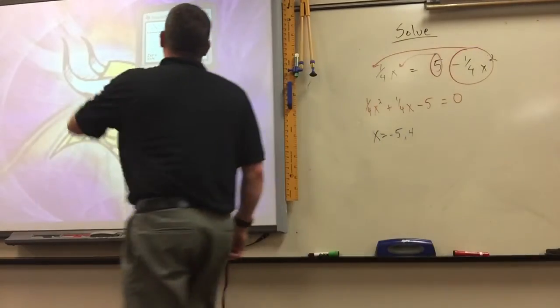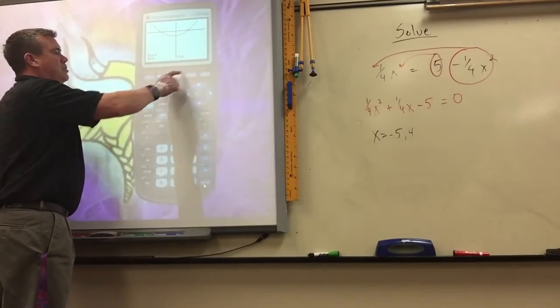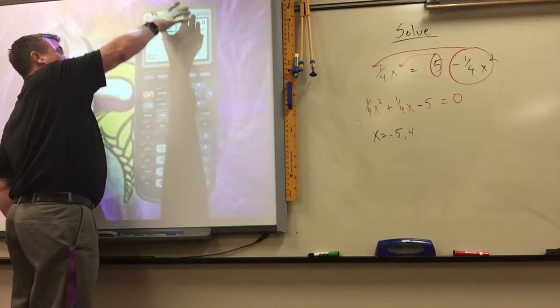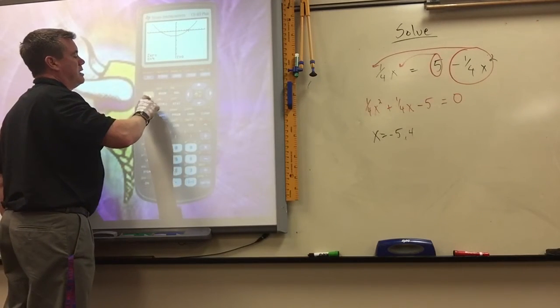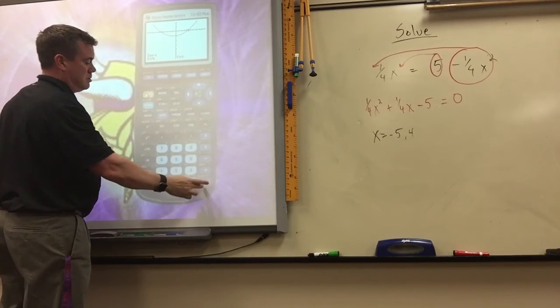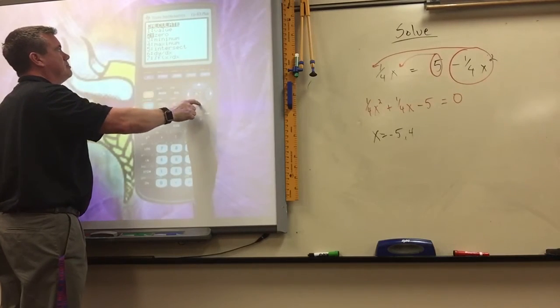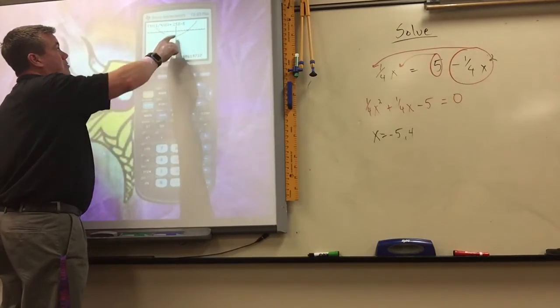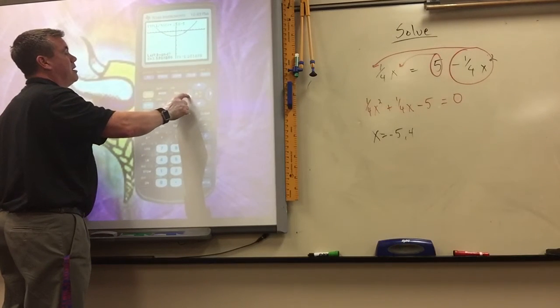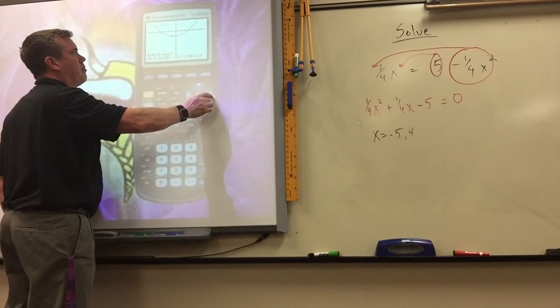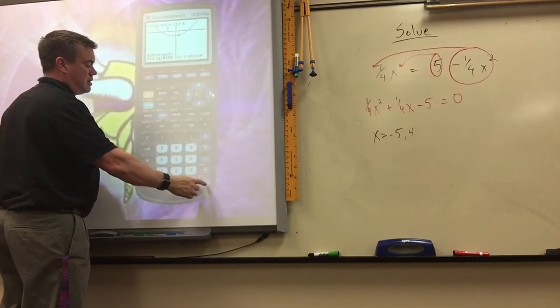And again, if you wanted to find the vertex, you can do that too. This one goes up, which means it's going to have a minimum because it's got a bottom. So you hit second, go to minimum. Left bound, which means you got to be to the left of where you think the bottom is. Right bound, get to the right of the bottom. And hit enter twice.